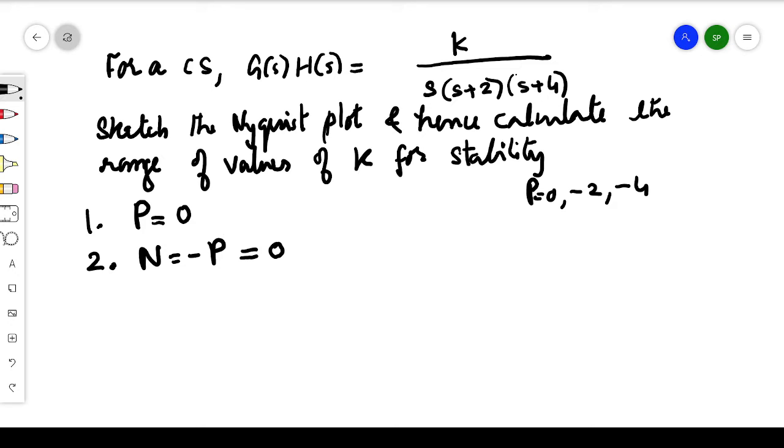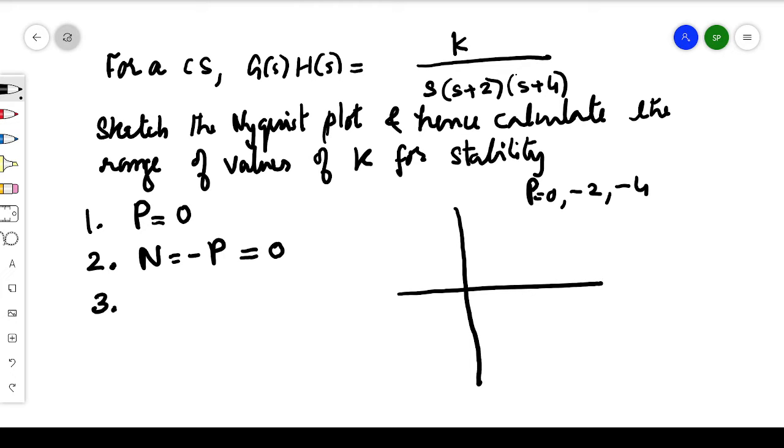Now we can start doing this. This is the stability criteria: the encirclement of the -1 + j0 point should be 0. We'll plot this one.